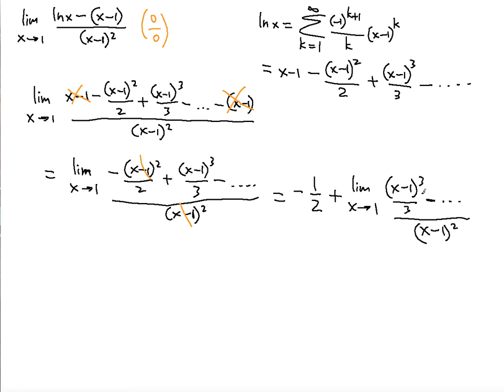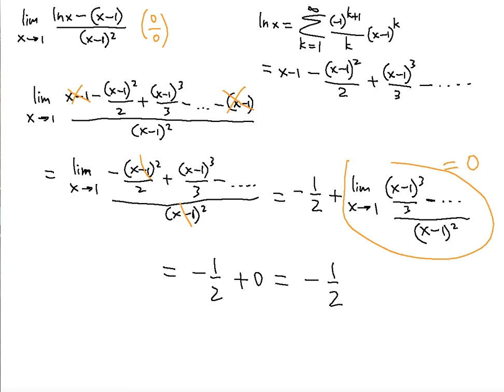And increasing. So when you set x equal to 1 here to find the limit, you will not have indeterminate forms. You will have 0 basically. Each term will be 0. So this whole thing is equal to 0. So then you will have basically negative 1/2 plus 0, which is equal to negative 1/2. So this is the limit value that you found by using the Taylor series for ln x formed about x equal to 1.